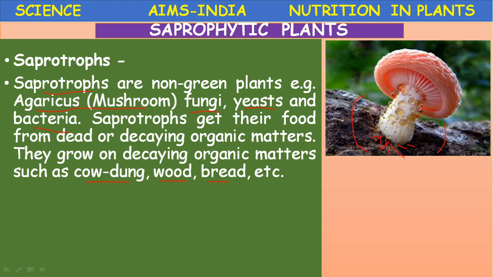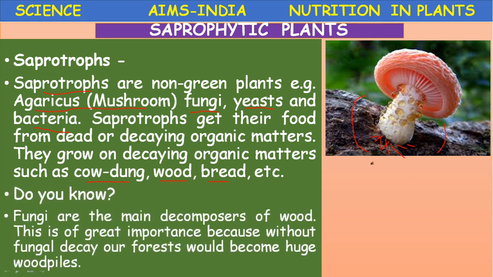This is a non-green plant. There is no photosynthesis. This type of nutrition is called saprophytic nutrition. So, do you know, children, the fungi are the main decomposers of wood, and this is of great importance because without fungal decay, our forest would become huge wood piles. Okay, so they are the helpers.